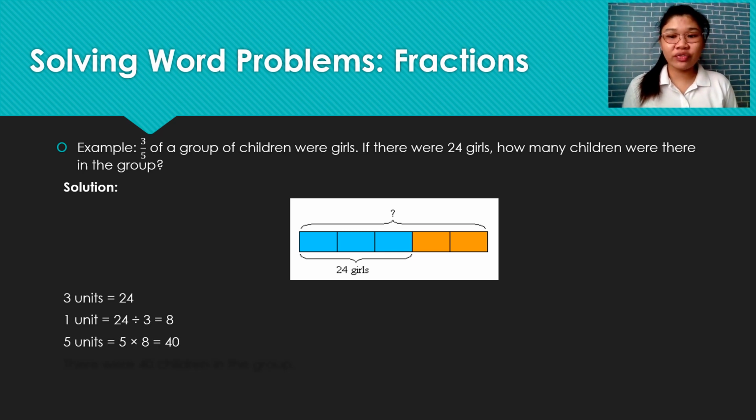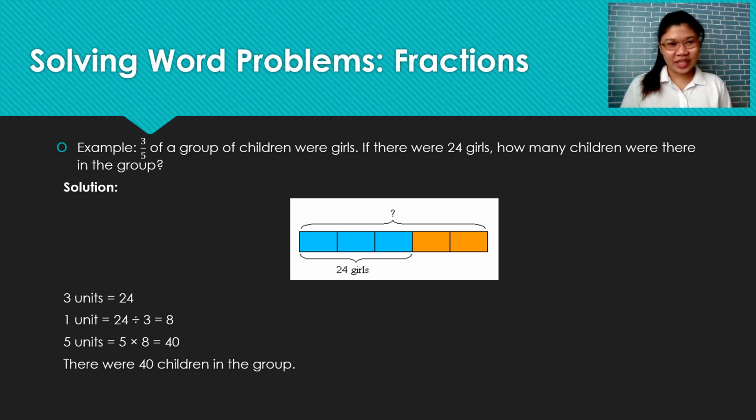But then we have 5 units. So meaning, if we have 5 units and 1 unit is equal to 8 children, meaning 5 units times 8 children is equal to 40. Therefore, our conclusion is there were 40 children in the group.